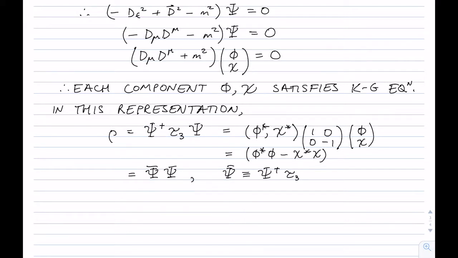Now, I'm not going to go further with that, but I just want to show you that if we use this definition of the bar, this density looks pretty much like what we expect from the non-relativistic case. In the non-relativistic case, it was just psi star psi, and now we have psi bar psi. So it looks very similar.